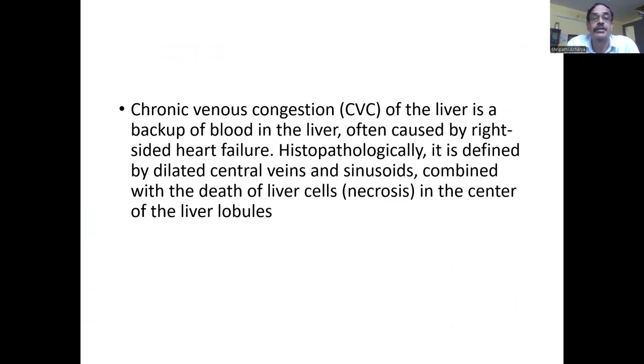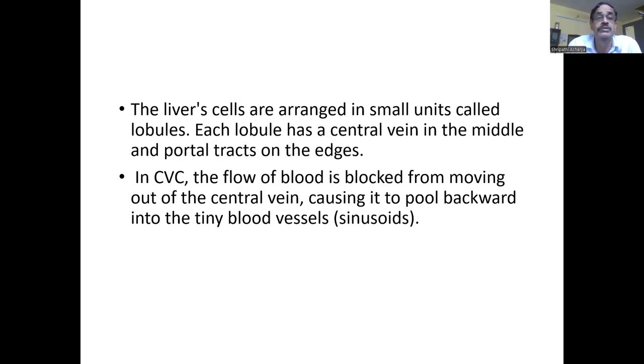Backup of blood, often caused by right-sided heart failure. Histopathology is defined by a dilated central vein combined with depletion of the liver parenchyma, arranged in small lobules. Each lobule has a central vein in the middle and portal tracts at the periphery.